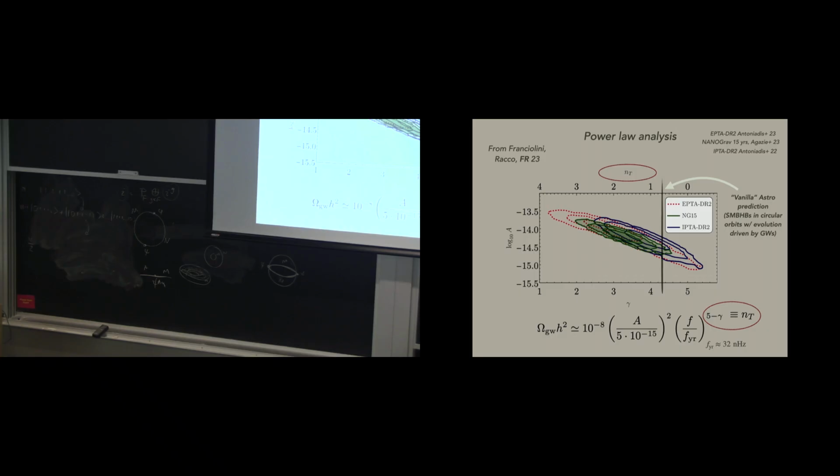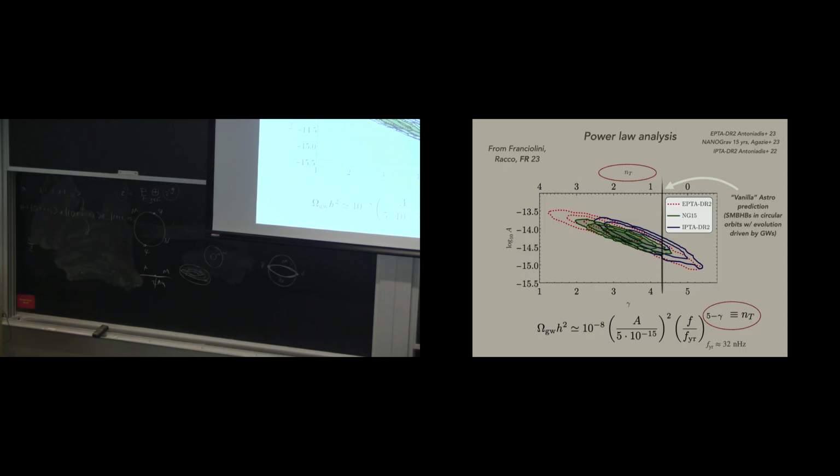But I would say that given the large astrophysical uncertainties on the distributions and population of these supermassive black hole binaries, somehow you trust the power law more than you trust the amplitude. Okay, let me clarify why vanilla is here. Vanilla refers precisely to what I wrote here: the prediction that comes from supermassive black hole binaries that are in circular orbits and whose evolution is driven by gravitational wave emission.